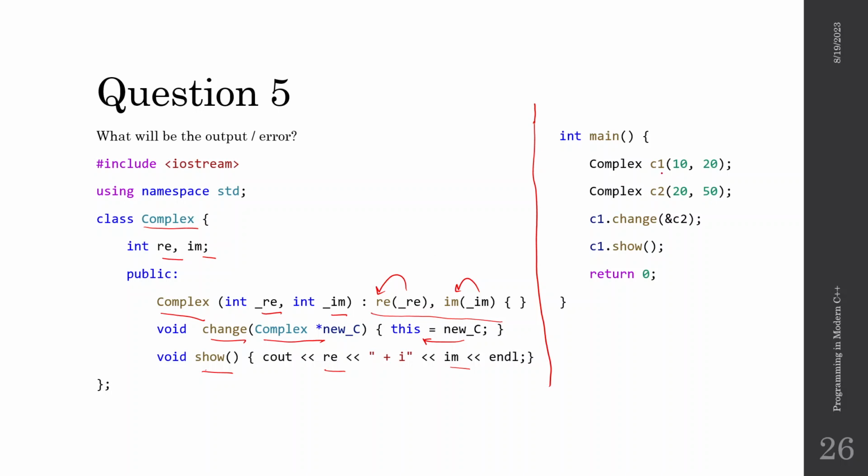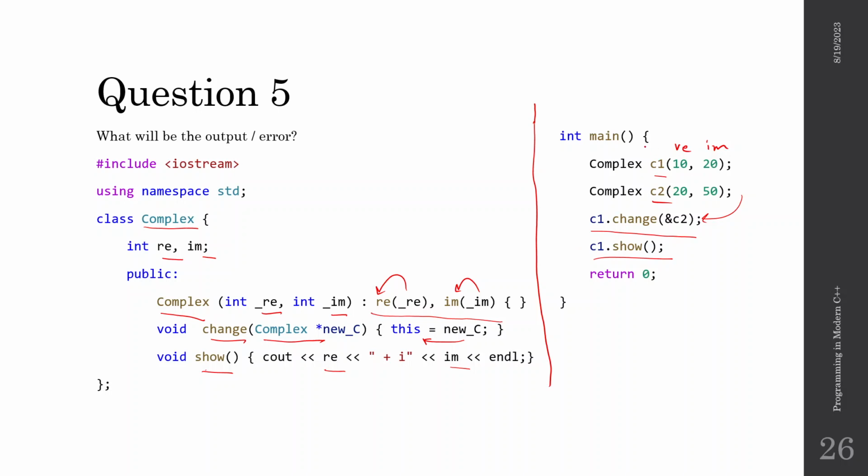In the main function, first we create an object c1 with the values 10 and 20, so re will be 10 and im will be 20. Similarly for c2, re will be 20 and im will be 50. Then we write c1.change(&c2). So &c2 will return the pointer of c2, and then we call the change function with this pointer. Then we write c1.show.